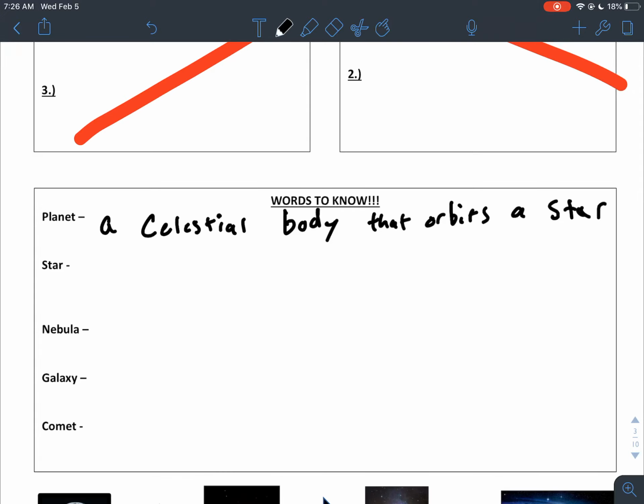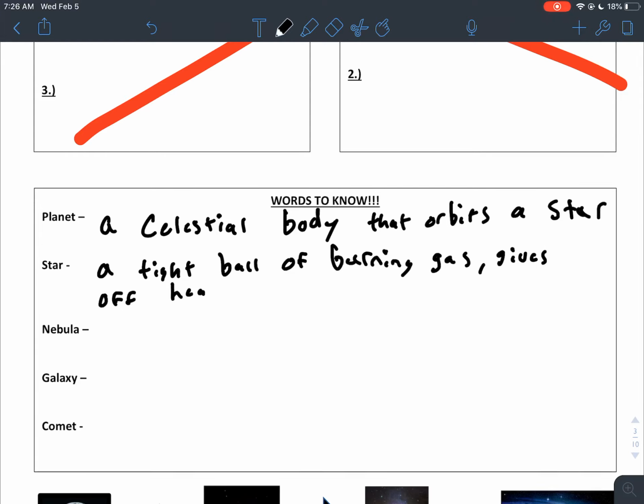Planet's the smallest thing. Next in size comes the star. And a star is a tight ball of burning gas. And it gives off two things. One is heat. The other is light. A star gives off heat. A star gives off light. All right, those are the two things stars give off.